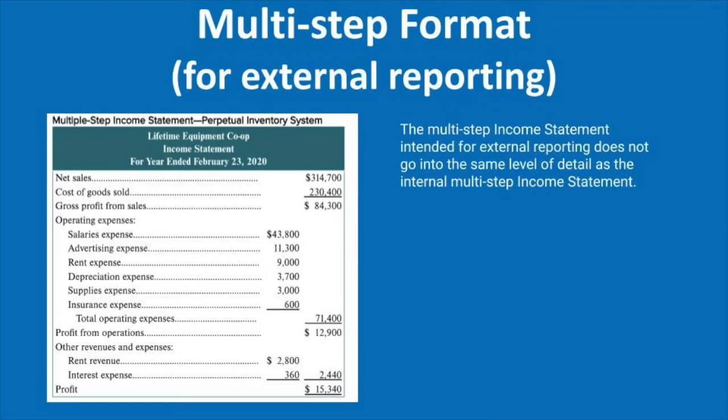We can also create a multi-step statement for external reporting, and really the only significant difference is it doesn't have as much detail. The multi-step statement takes the net sales, subtracts the cost of goods sold from that, generates a gross profit from sales, and then details out the operating expenses. So you can see the related operating expenses, and then the profit from operations, and the other revenue and other expenses that are not necessarily directly related to the operation of the firm.